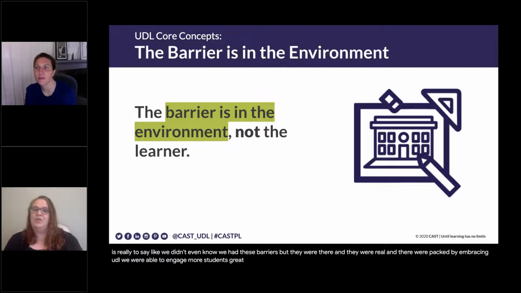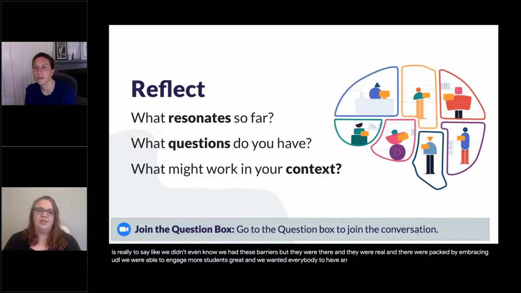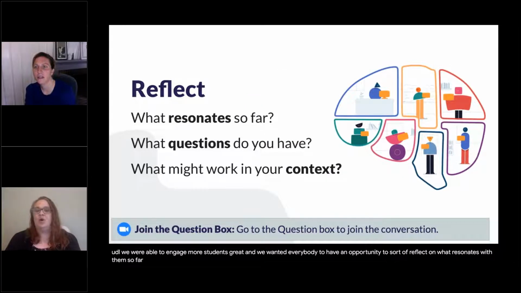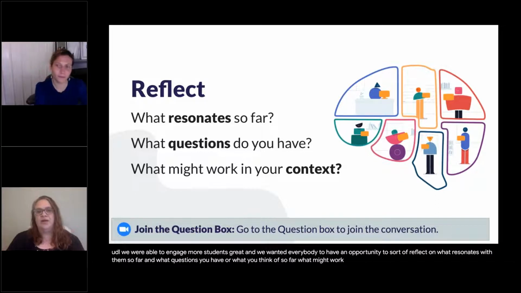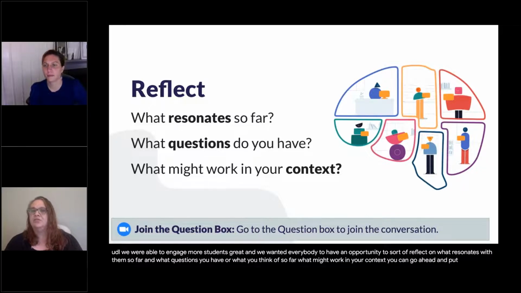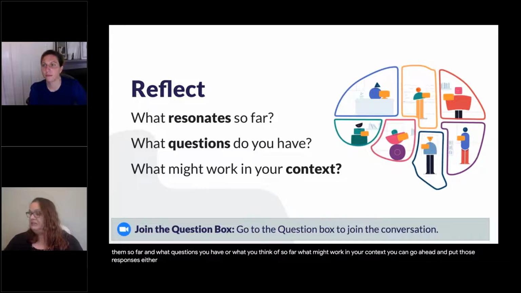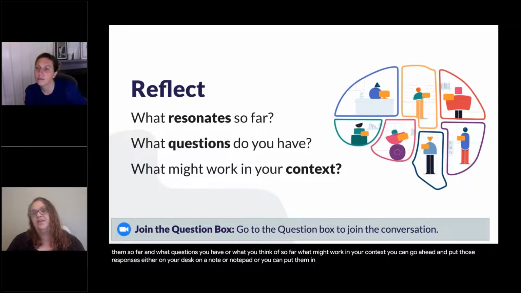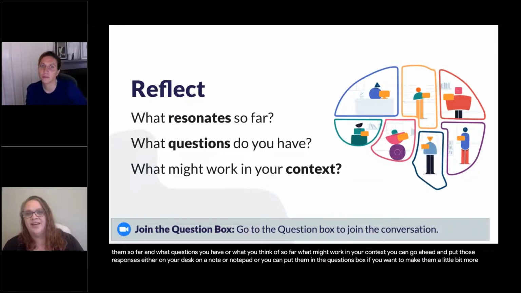Great. And we wanted everybody to have an opportunity to reflect on what resonates with them so far, what questions you have, what you think of so far, and what might work in your context. You can put those responses either on your desk, on a note or a notepad, or you can put them in the questions box if you want to make them a little bit more public.